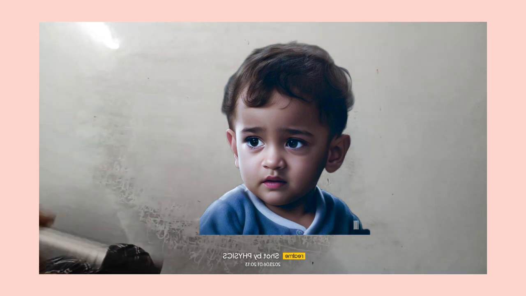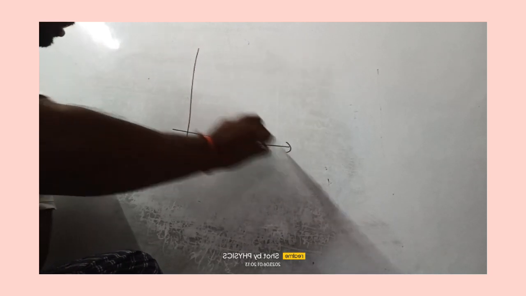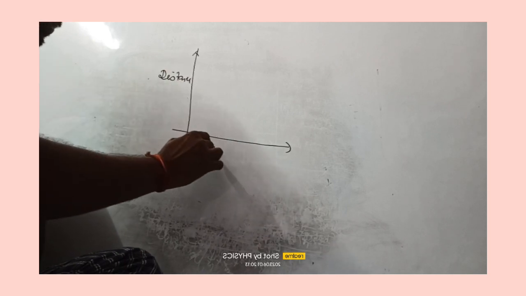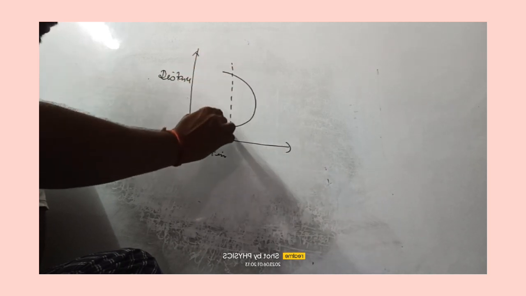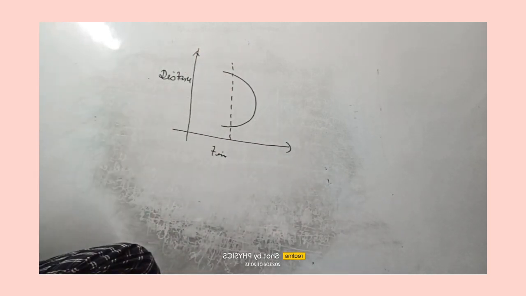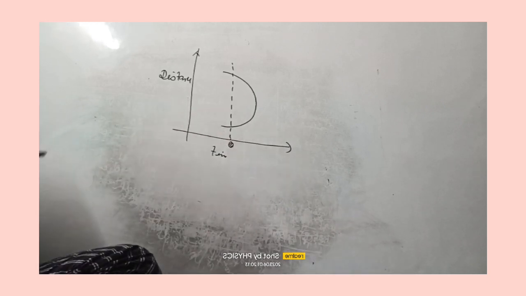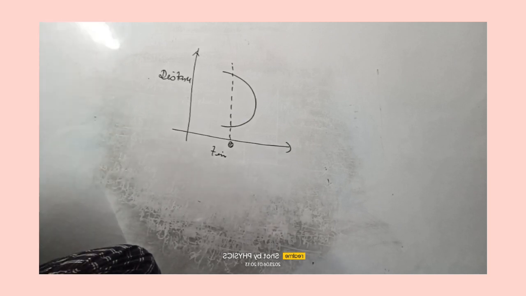Now take a question whether it is possible or not. Draw a graph of distance time. Is it possible or not? It is not possible. Why is it not possible? At a definite time, a particle can never be at two positions. So this graph is not possible.